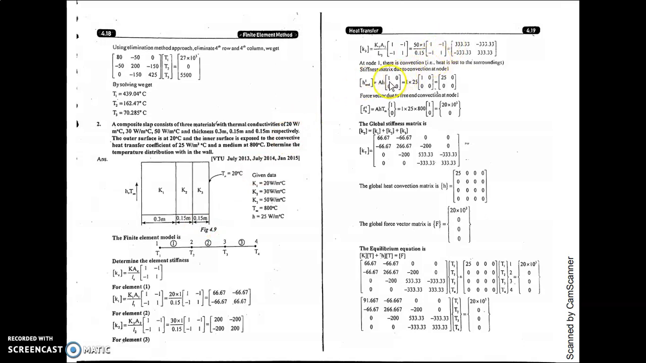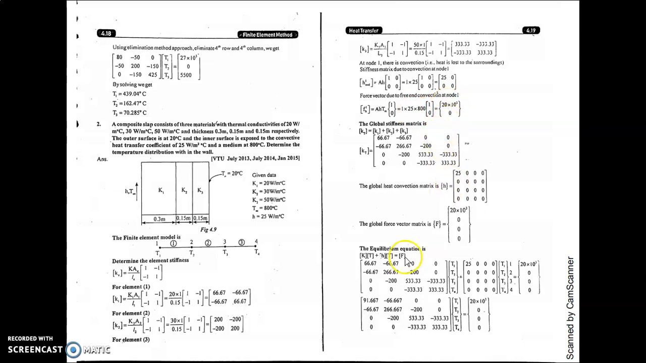And similarly, for heat convection also, that is A h. Why 1? Because on the left hand side, heat transfer is given, that is convection. So it is 1 into 25, 0, 0. All the rest of the values are 0. Hence you will get only 25 at the first node and all other values are 0, similar to the previous case. And what about the force matrix? It is A h T infinity. Area is 1, h is 25, T infinity is given, it is 800 degrees centigrade. Multiply this, you will get 20 into 10 to the power 3.